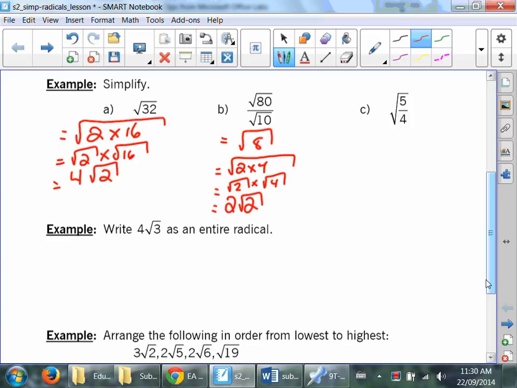And finally, we take a look at square root of 5/4. If we have a root over top and bottom, that means we can look at the root of the top divided by the root of the bottom. So root of 5 is the root of 5. We can't do anything to change that. But the root of 4 is a perfect square. The square root of 4 is just 2. So this reduces nicely to the square root of 5 over 2.